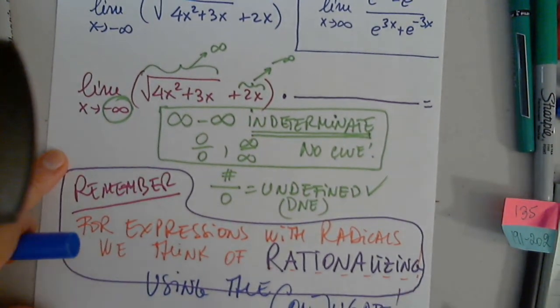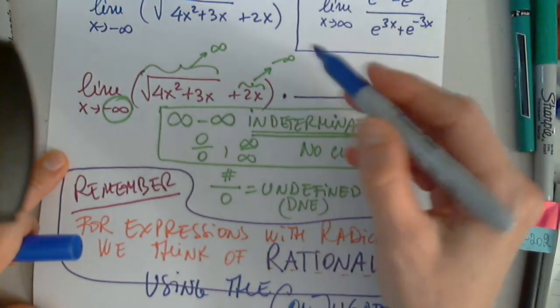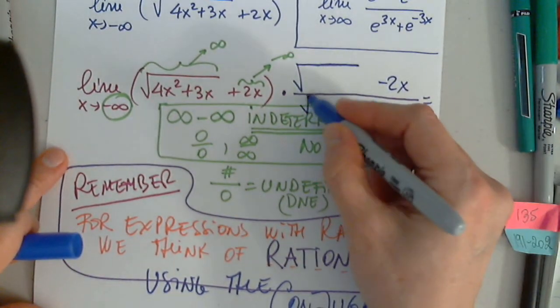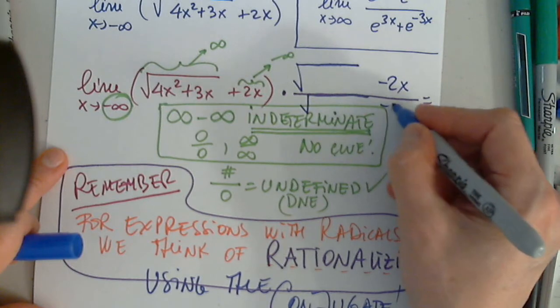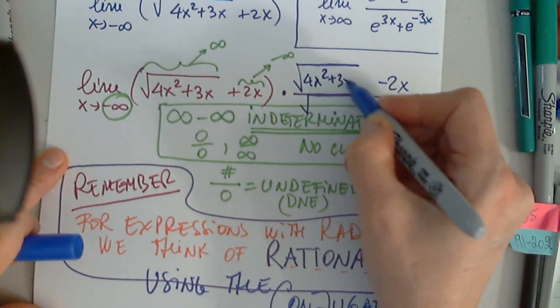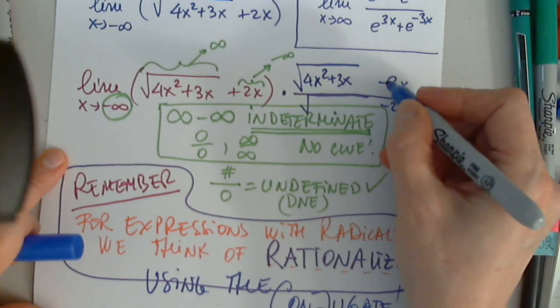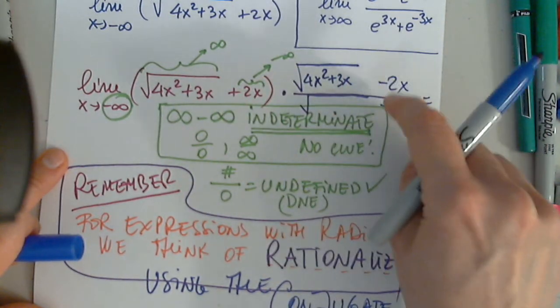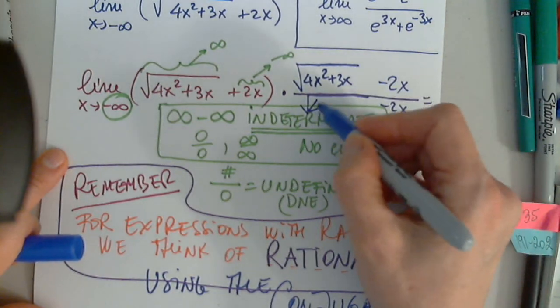It's going to be the same thing except minus 2x. That's it. So the square root minus 2x, it has to be top and bottom, the square root minus 2x. So this is 4x squared plus 3x. The minus, because I have the plus. If this were minus, then I would have used plus and plus.